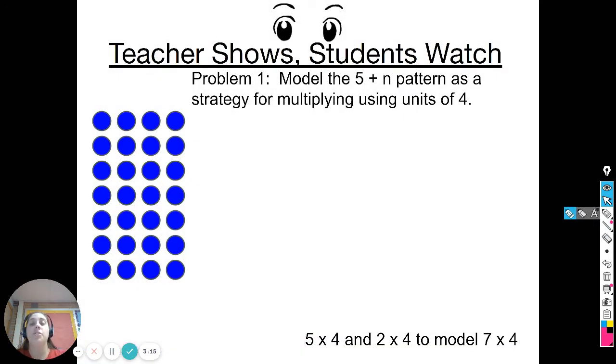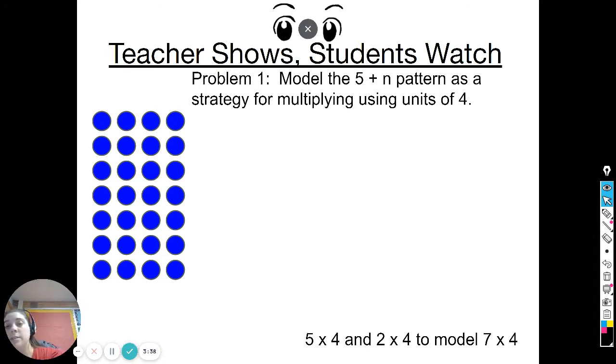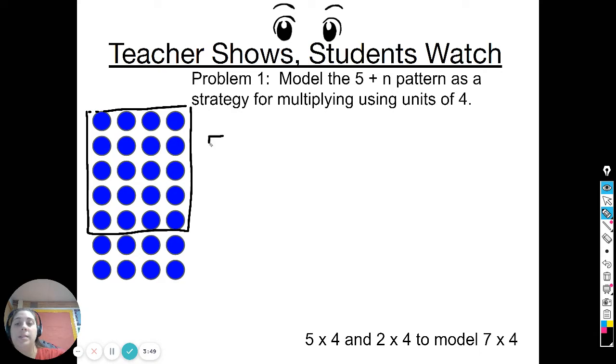So first up, I'm going to kind of show you how this works. Our first problem is to model the 5 plus n pattern as a strategy for multiplying using units of 4, okay? So what we have here is it wants us to model 5 times 4 and 2 times 4 to show 7 times 4. So what I'm going to do is I'm going to take the first 5 rows, 1, 2, 3, 4, 5. I'm just going to put a box around that. Okay, so this is 5 rows of 1, 2, 3, 4 in each row. So 5 rows of 4.